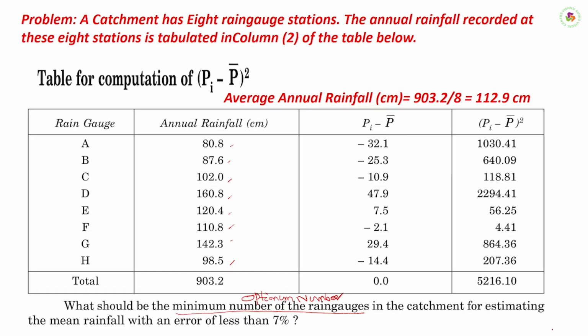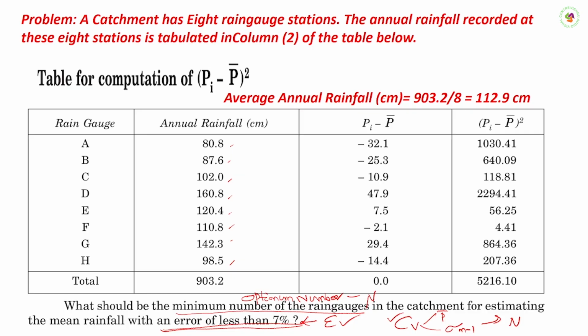Optimum number in the catchment for estimating the mean annual rainfall with an error of less than 7%. So what does this 7% correspond to? Epsilon. So what do we need to calculate? Only CV. If you want to calculate CV, what calculations should you do? One is the average, the other is the standard deviation. You have to calculate these two things. Once CV is obtained and epsilon is already known, you can find out N. So the optimum number is nothing but N.